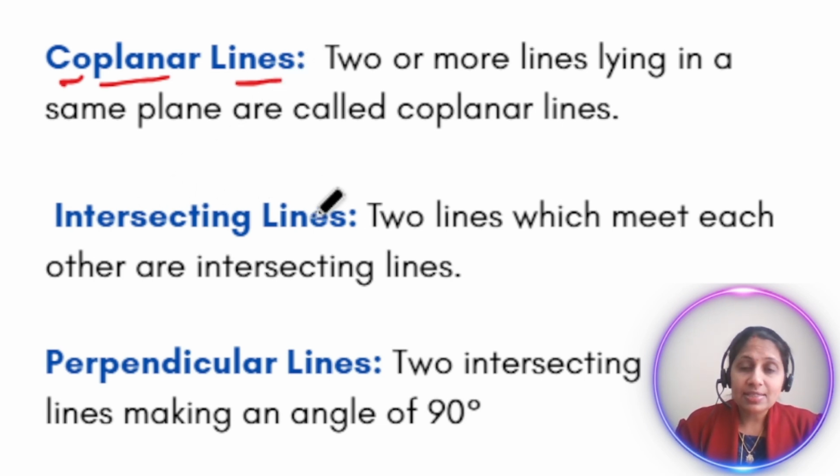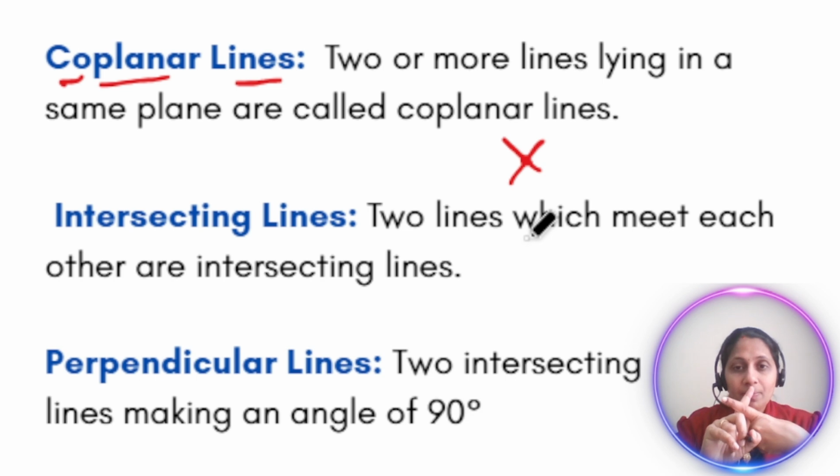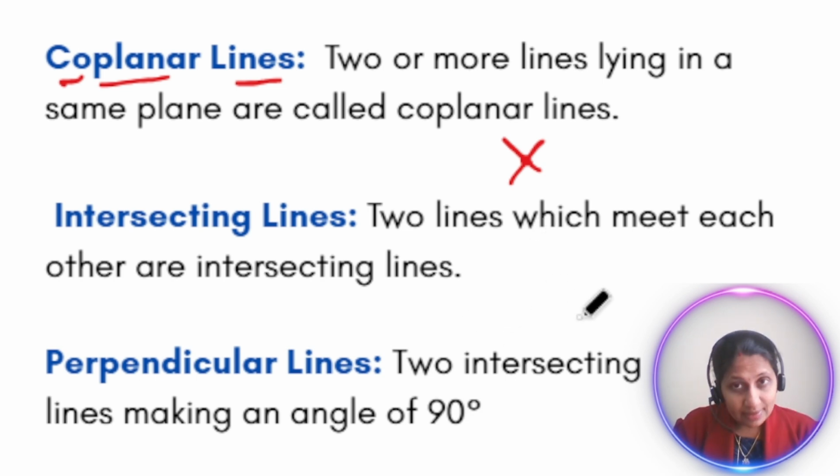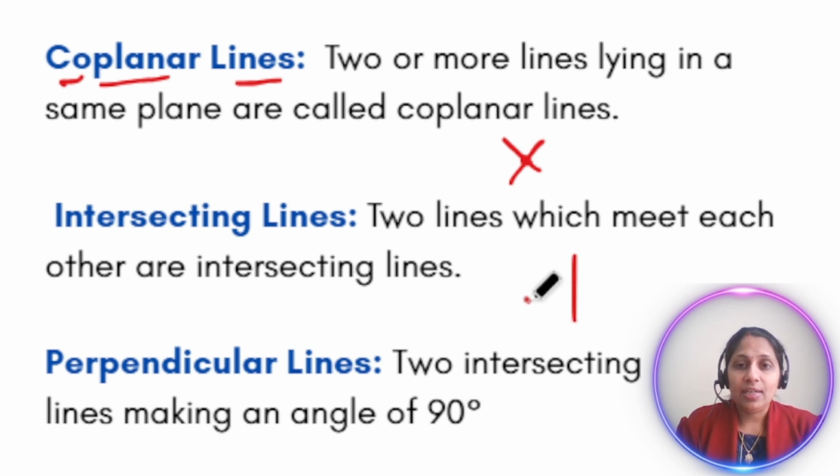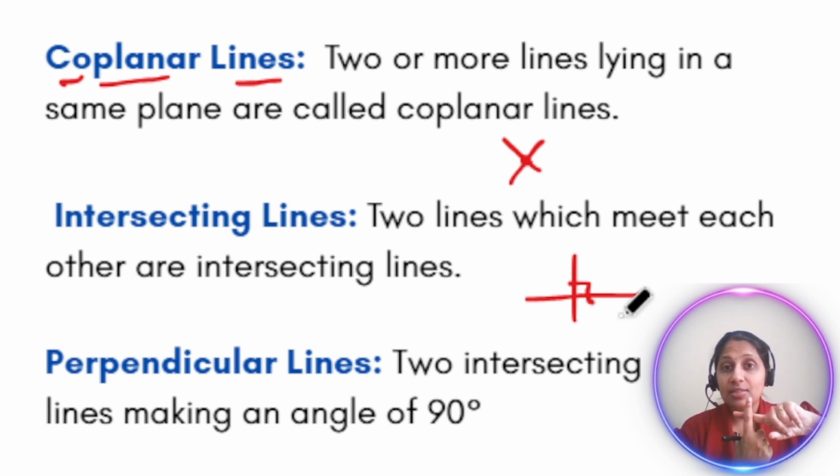Next is intersecting. When 2 lines meet at a point, then it is said to be intersecting. Intersecting means meeting at a point, joining at a point. Then perpendicular. Intersecting at right angle like this. So you get 90 degrees between the 2 lines. That is, intersecting at 90 degrees is nothing but your perpendicular line, right?